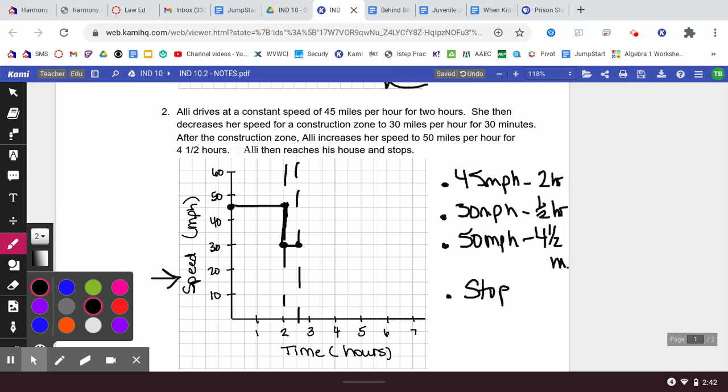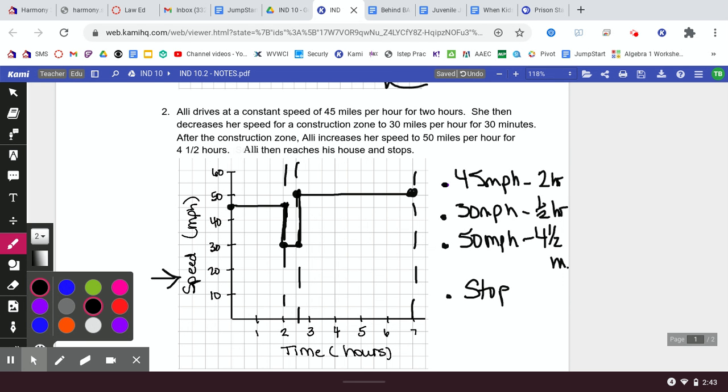Then it says she bumps back up to 50, so I'm going to put a point up here at this 50. And again, there's no gradual change, so I'm going to connect it with just a hard straight line. And she maintains that for 4.5 hours. So I'm going to give myself a stopping point real quick. I'm going to go from 2.5 out 4.5 hours. That takes me all the way out here to the 7 mark. So for that 4.5 hour block, she maintains 50 miles per hour the entire time. So just a nice solid straight line maintaining that speed.